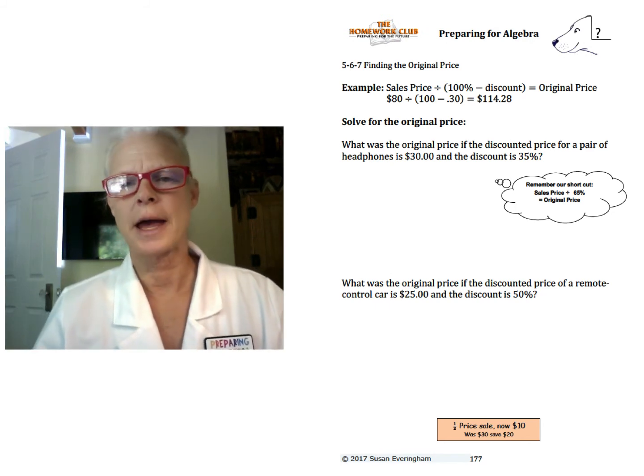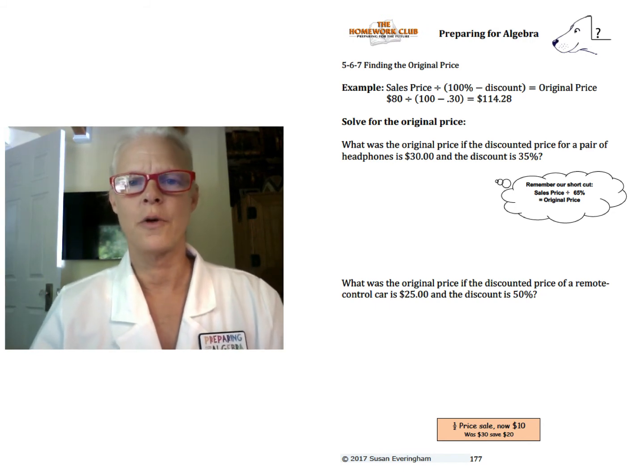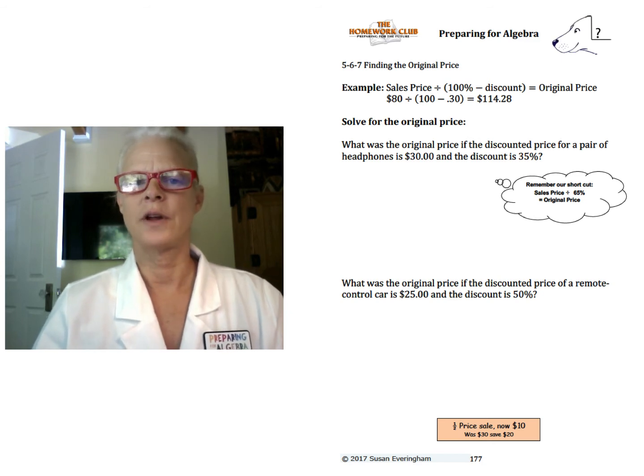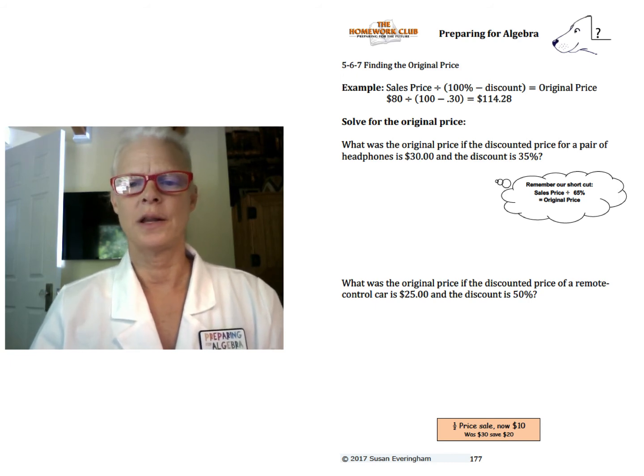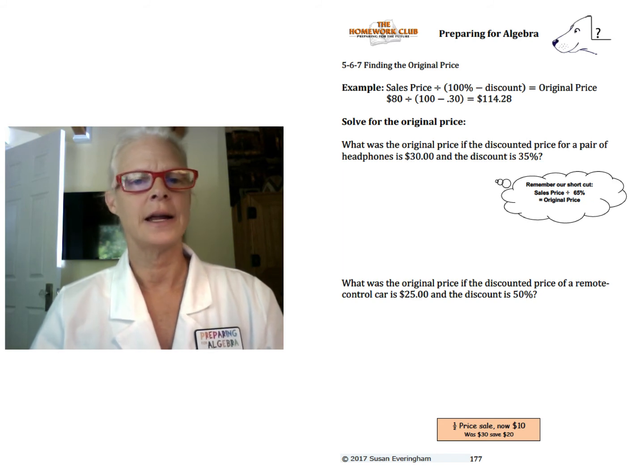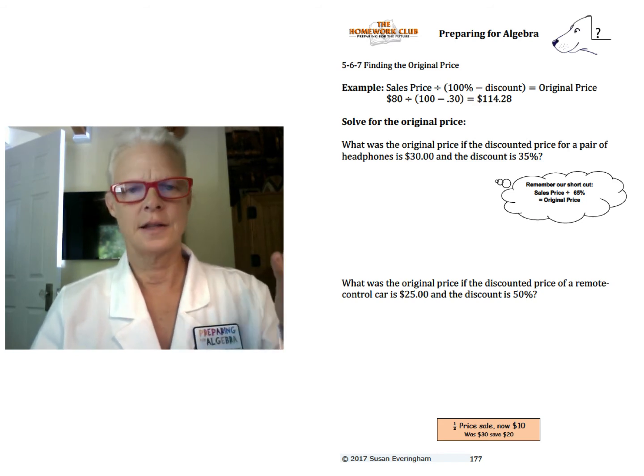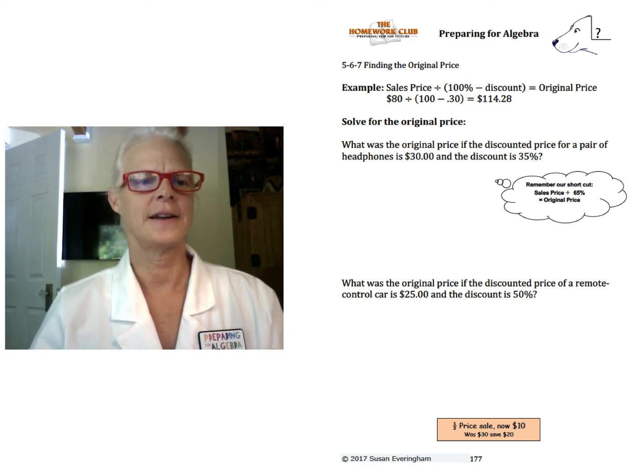On page 177, we're going to go ahead and continue to find original price through solving these two little word problems. There's an example, follow it exactly, and we'll see you on the next page. Remember our shortcut, sales price divided by, in this case, 65% is the original price. So remember how easy this is, and just stay organized, okay? All right.